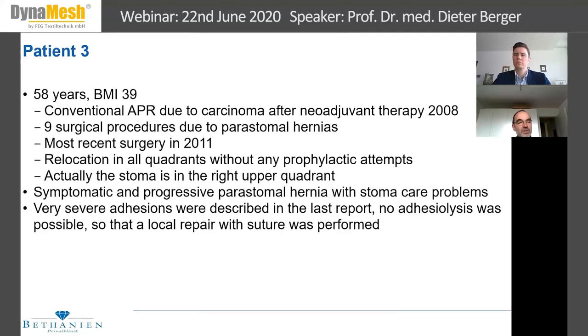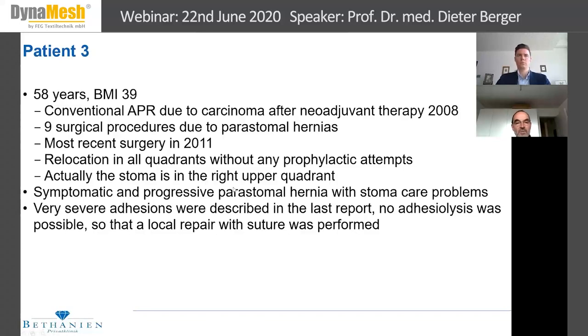The next patient, 58 years old, quite obese. He also had an abdominoperineal resection due to carcinoma after neoadjuvant therapy, and he had 9 surgical procedures due to parastomal hernias. The most recent one took place in 2011. The stoma was relocated in all quadrants, without any prophylactic mesh being placed in those 9 procedures.